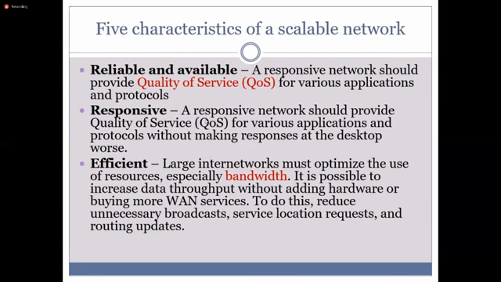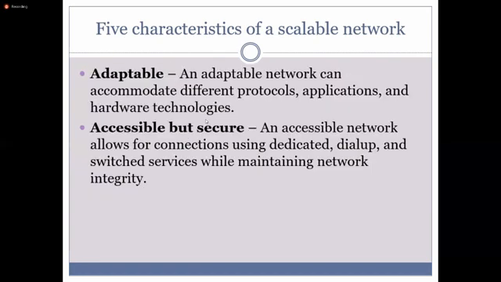So to do this, reduce unnecessary broadcast, service location requests, and routing updates. So when you are optimizing your bandwidth, you have to think about your internal network. So you have to identify your unnecessary broadcast, some location requests that transfer to the network, and how to manage your routing update. So efficient is another characteristic of scalable network.